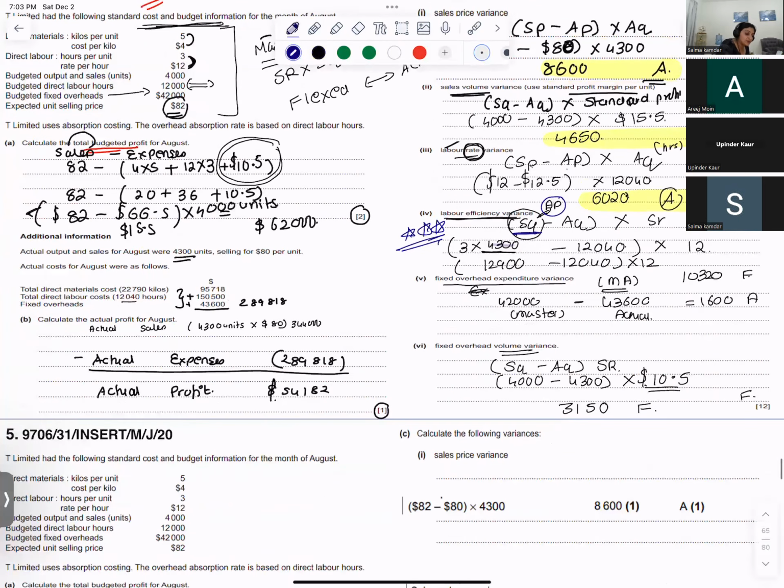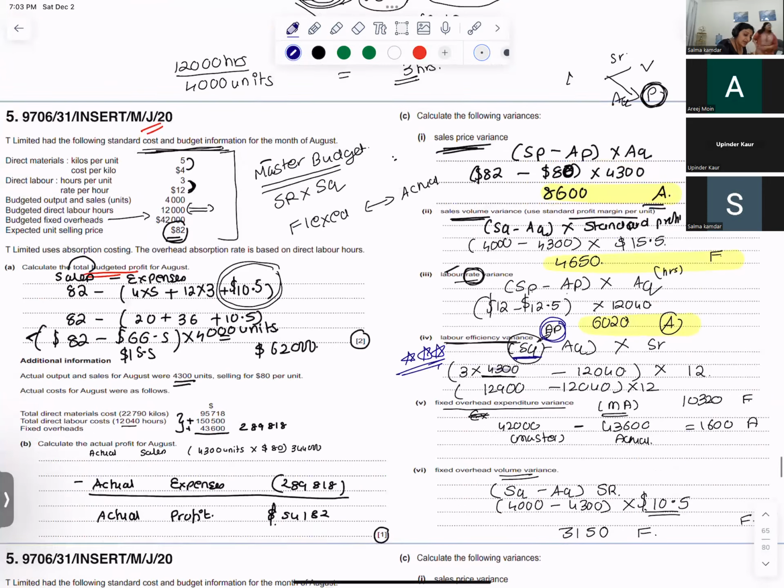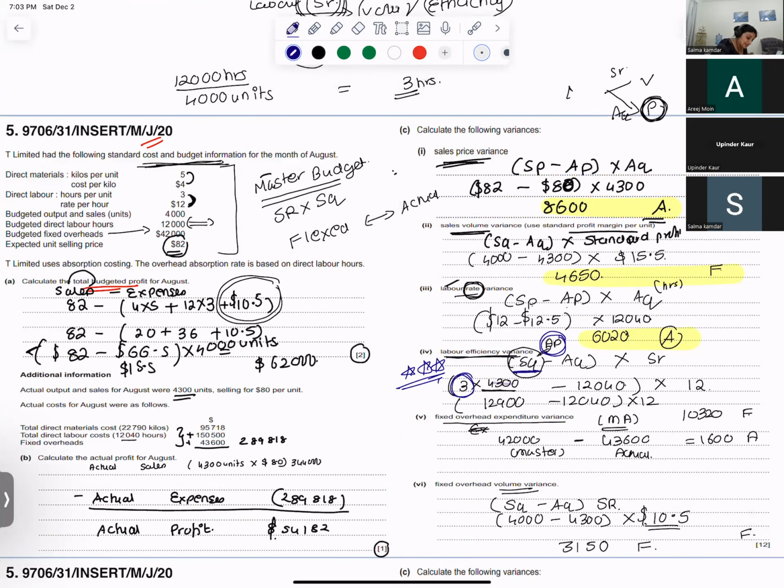In case you're getting confused with standard quantity for actual production, this is 3 per hour, and this you can take 12,040 divided by 4,300. So this is 2.8 per hour. So in standard quantity you can take standard hours, and here you can take actual hours. So it will be 2.8, and then you can multiply it with your actual quantity into your standard rate. If you forget the multiplication, if this is confusing you all.